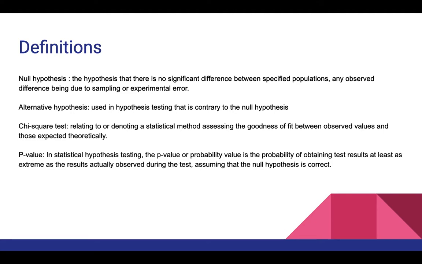And the chi-square test, which I used, is relating to or denoting a statistical method assessing the goodness of fit between observed values and those expected theoretically. The p-value, in statistical hypothesis testing, or probability value, is the probability of obtaining test results at least as extreme as the results actually observed during the test, assuming that the null hypothesis is correct.